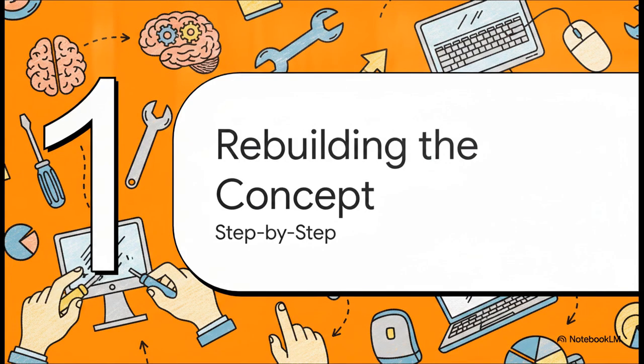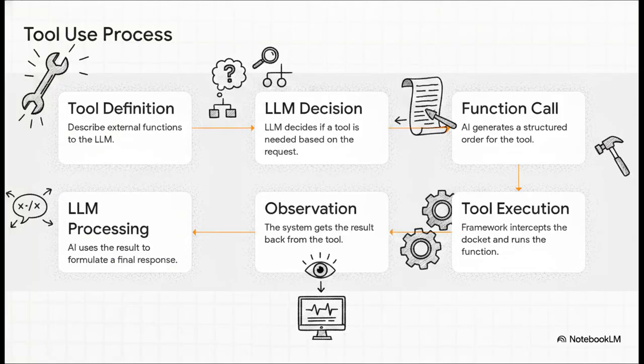Section 1. Rebuilding the concept step by step. Now that we've stripped away the hype, let's look at this brilliant 6-step process. First up, we have tool definition. This is where we describe the external function to the AI so it knows exactly what the tool does and what info it needs. Second is the LLM decision.